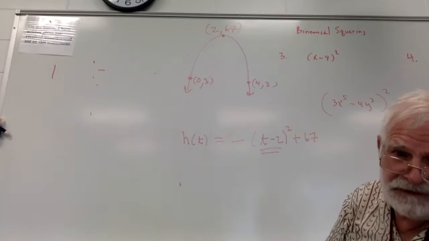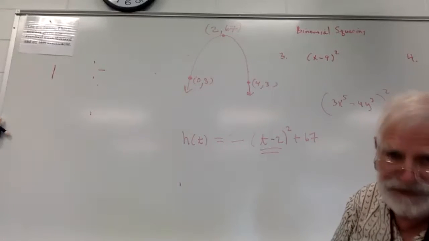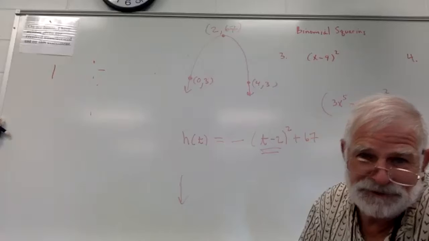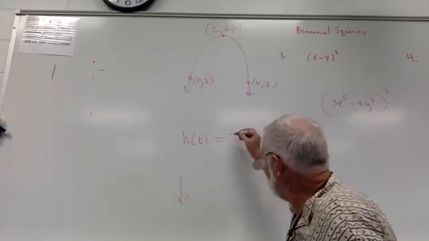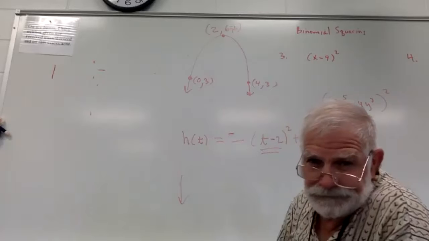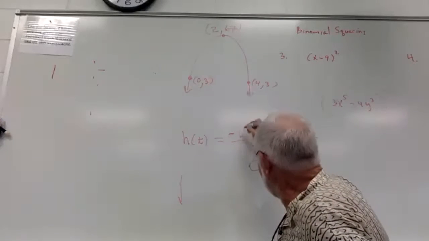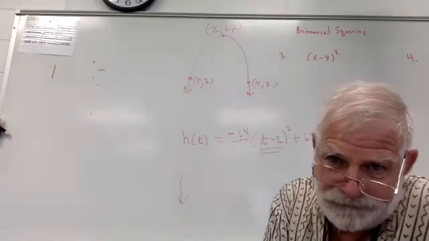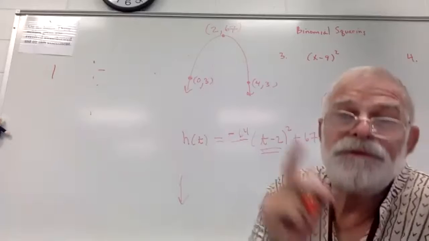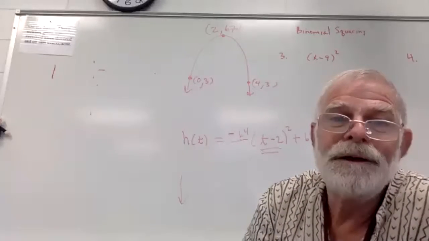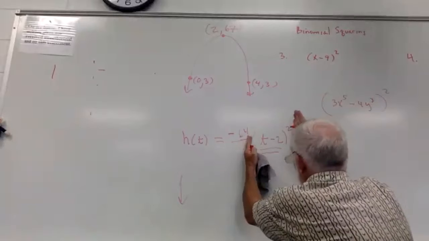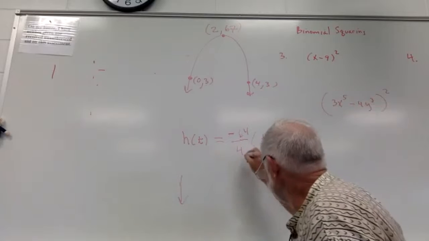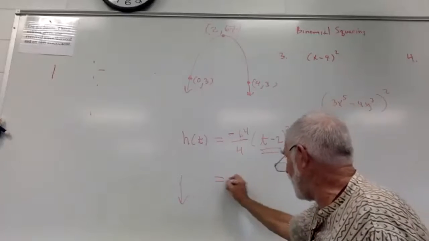Down. Down has a symbol in math. What is the symbol for down? Negative. I had a Waldorf kid tell me it was a down arrow, which was cute. It's a symbol. Okay. It's down. How much is the ball going to drop? 64 feet, right? And what does the denominator of these multipliers represent? The squared change. And what is the squared change? 4.